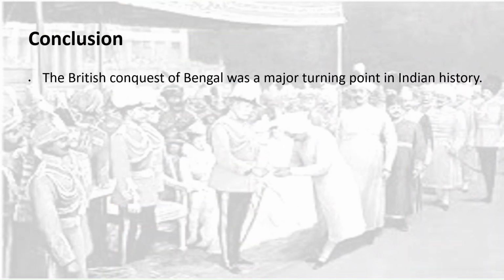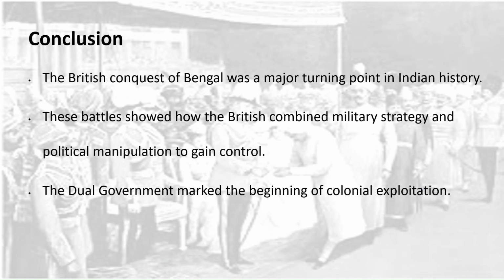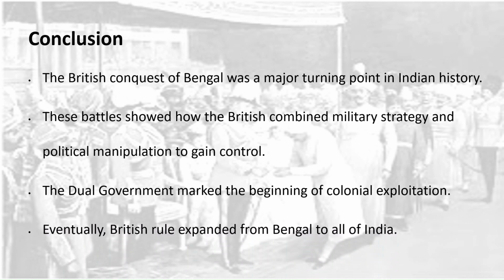Conclusion: the British conquest of Bengal was a major turning point in Indian history. These battles showed how the British combined military strategy and political manipulation to gain control. The dual government marked the beginning of colonial exploitation. Eventually, British rule expanded from Bengal to all of India.